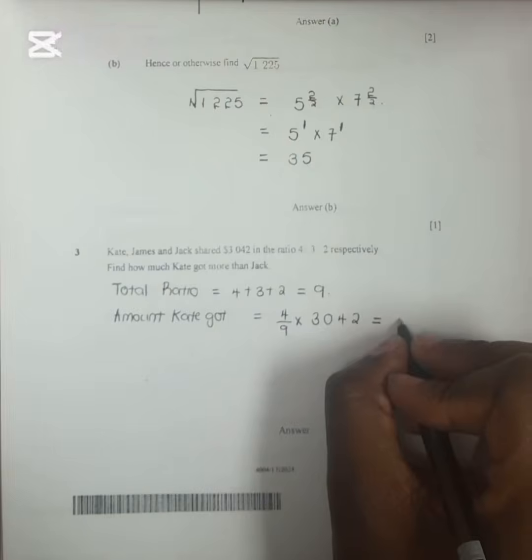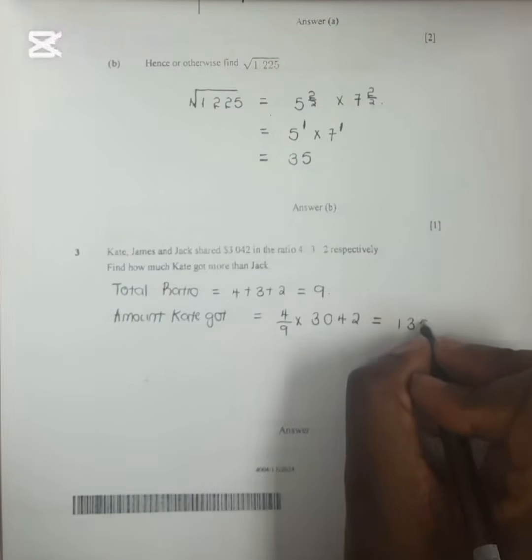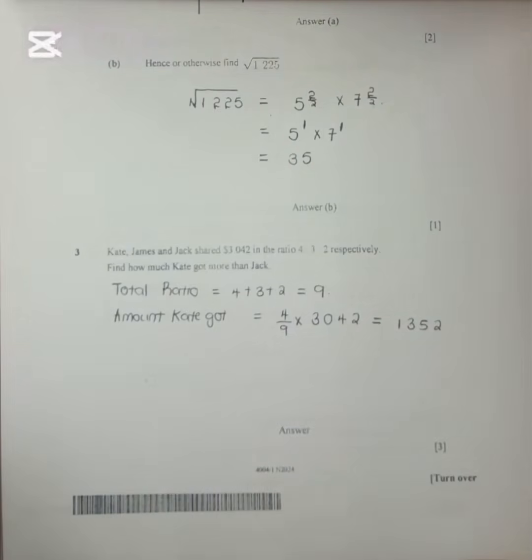So what we are going to do here is sum up our ratio. We say 4 plus 3 plus 2, we get 9. We then calculate the amount that Kate got. It is going to be 4/9 times 3,042. So if we say 4/9 times 3,042, we are going to get 1,352. So this is the amount that Kate got.